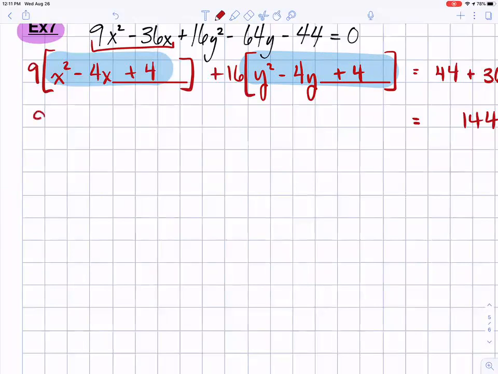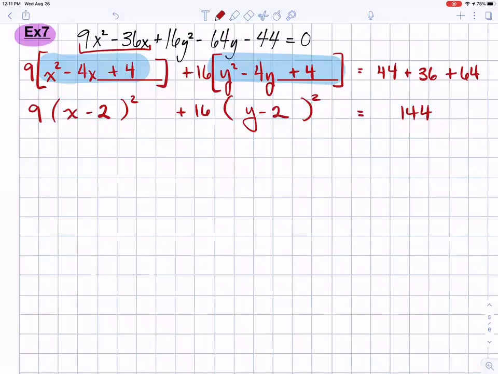Let's leave the 9 there. I'm not doing anything with that. What is that trinomial factored? X minus 2 quantity squared. And then I've got my plus 16. So go factor your y trinomial. Can you see the ellipse standard equation? It's starting to emerge. We're not here yet.